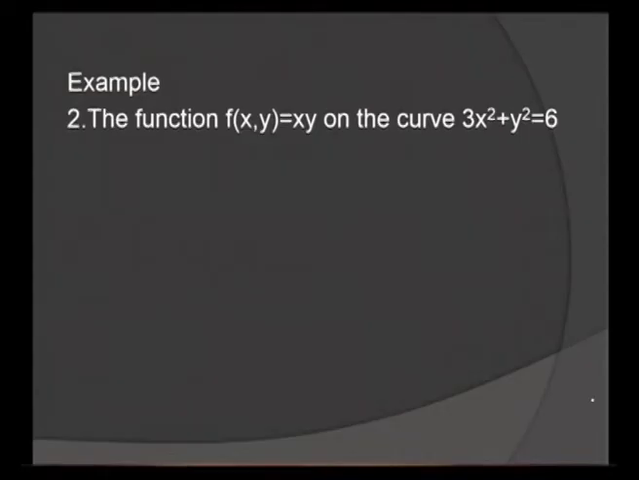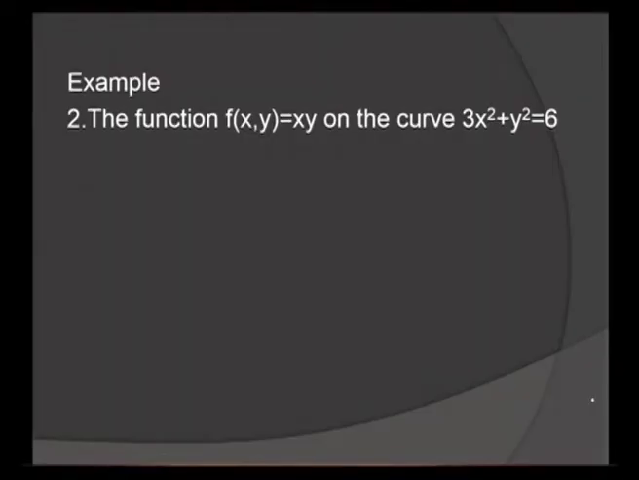The function f of x y is equal to x y on the curve 3x square plus y square is equal to 6. Here the two variables x and y are in multiplication mode. In the earlier problem we saw x and y in summation and square. Here x and y are in multiplication form. So, how can we get the critical points and the maxima and minima using Lagrange multiplier? Let us see that here.